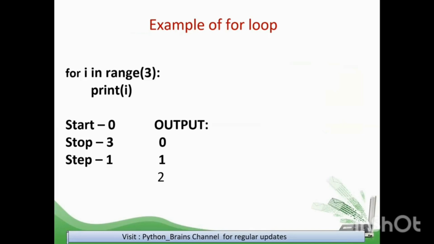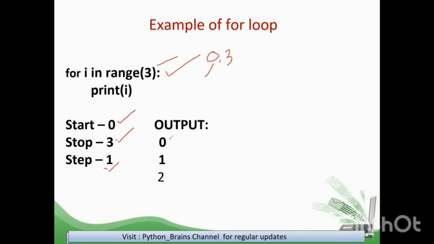Let's take a few examples of a for loop. A simple example: I write for i in range(3). What is the meaning of range(3)? This range(3) means 0 to 3. I explained this in the previous session also: if the starting value is not there, by default it's 0, and if the step value is not there, by default it's 1. So my start value is 0, my stop value is 3 and my step value is 1.